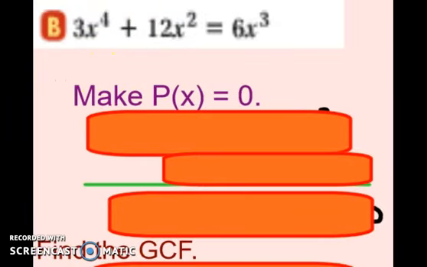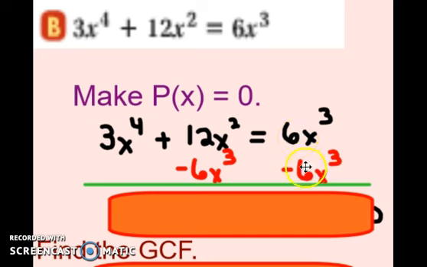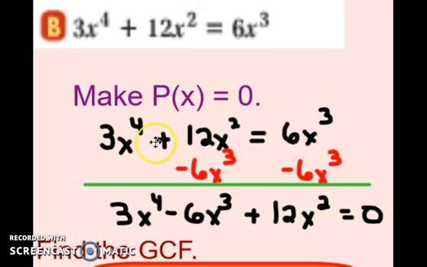So the first thing we're going to do in part B is make it equal 0. So I am going to subtract 6x cubed. When I subtract 6x cubed, I need to put this in order by degree. So I have 3x to the 4th minus 6x cubed, because it needs to come before the 12x squared, equals 0. So the next thing I need to do is find the greatest common factor.